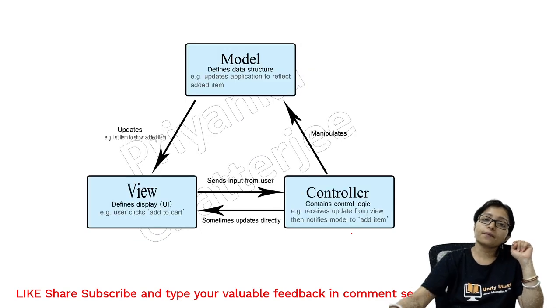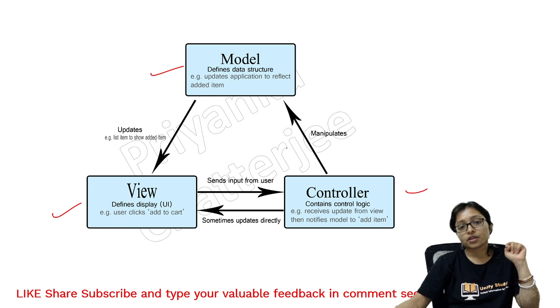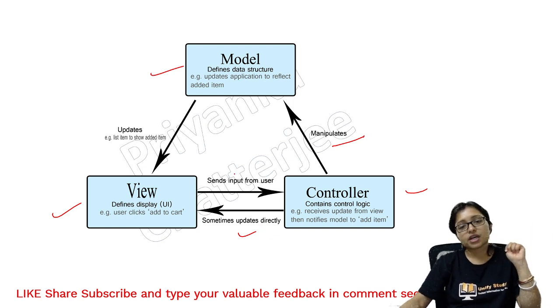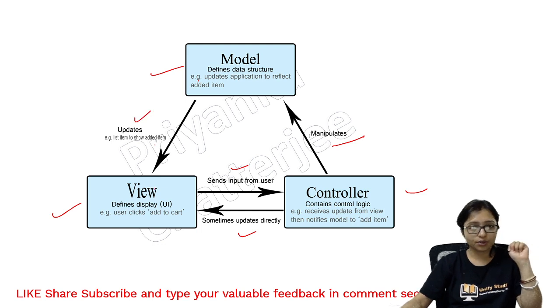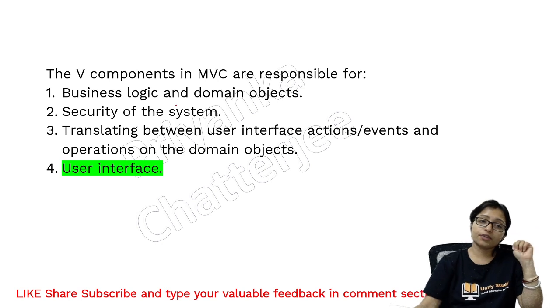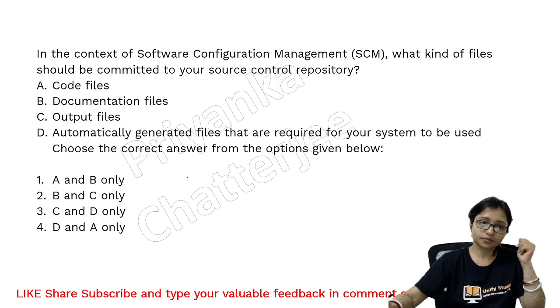So you can see here model, this is view, and this is controller. So controller is two-way. You can see it manipulates the model and sometimes updates directly in the view also. User sends the input here, and after that model sends the update in the view also. So what is the V? V is the view part, that is the user interface. So answer will be user interface.